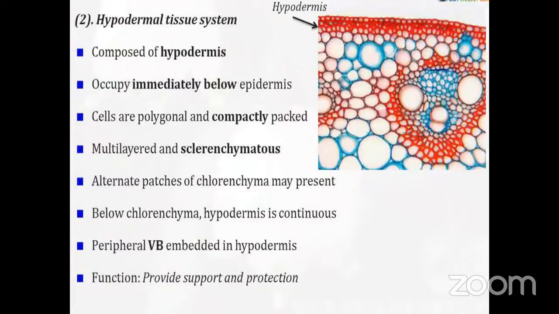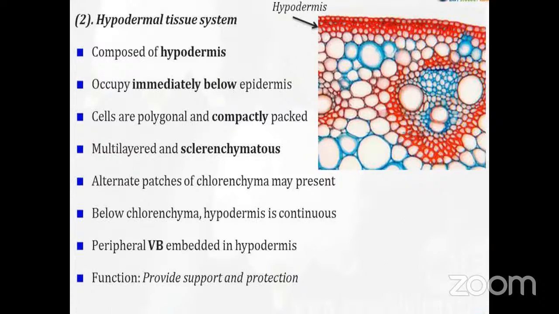Then the hypodermal tissue system. It is composed of hypodermis. Next to the epidermis, shown with an arrow mark, dark pink in color, that is the hypodermis, occupying the region immediately below the epidermis. The cells are polygonal, compactly packed, multi-layered and sclerenchymatous. Then alternate patches of chlorenchyma may also be present. Chlorenchyma means parenchyma with chloroplast, which is photosynthetic in function. Below the chlorenchyma, the hypodermis is continuous.